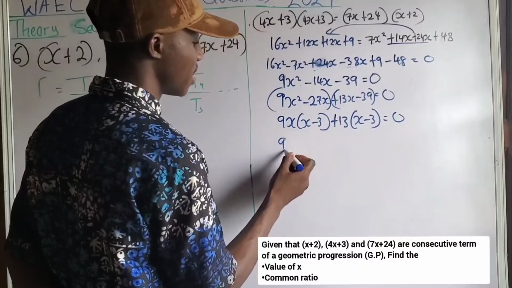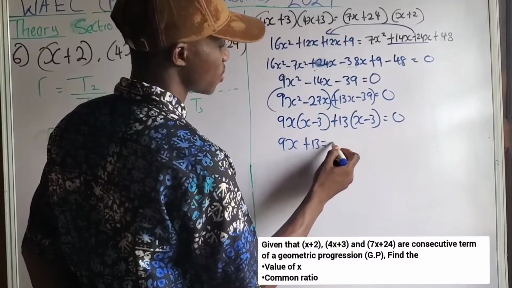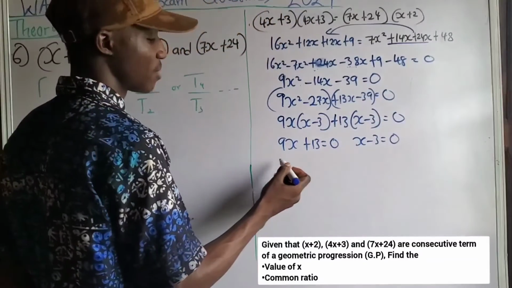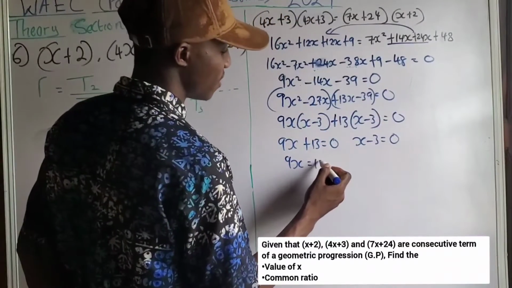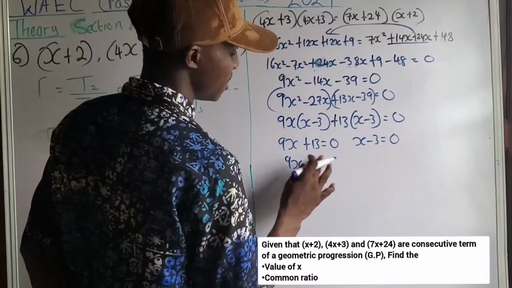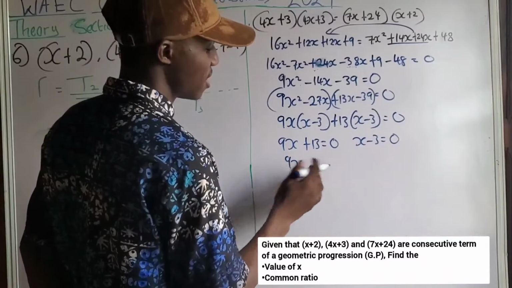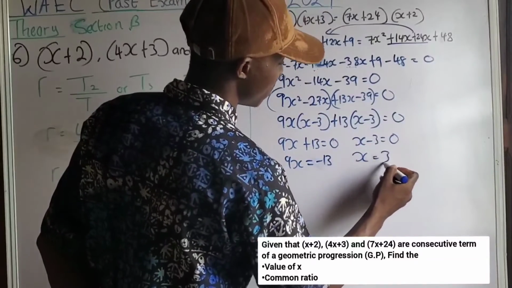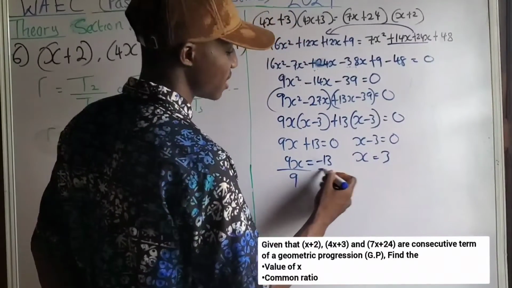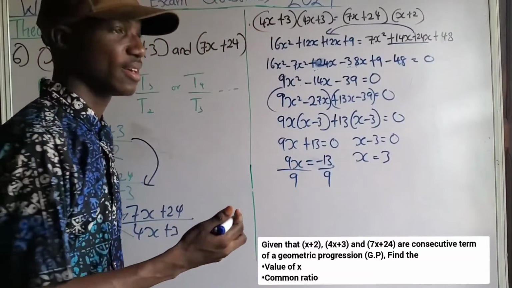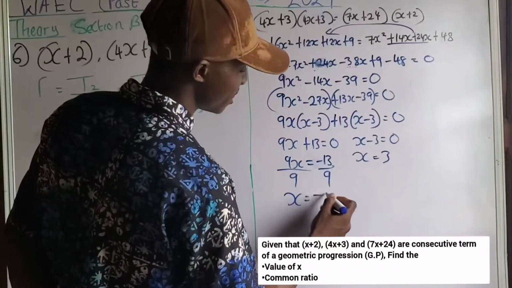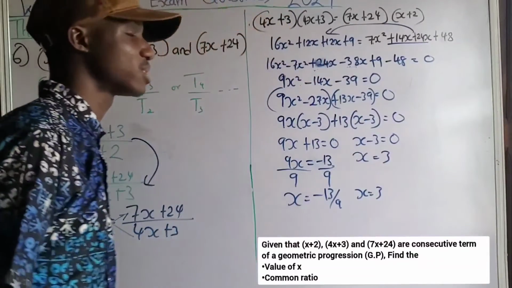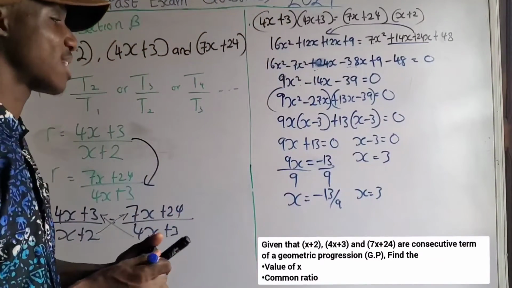Now, I'm going to have 9x plus 13 equals to 0 and x minus 3 equals to 0. Now, for this, I'm going to have 9x equals to minus 13 and x equals to 3. So to get the value of x here, I'm going to divide both sides by 9. So I'm going to have x equals to negative 13 over 9, or x equals to 3. Now, having gotten the values of x.